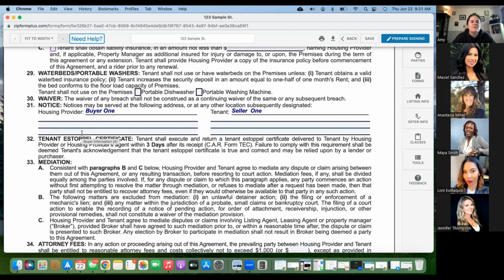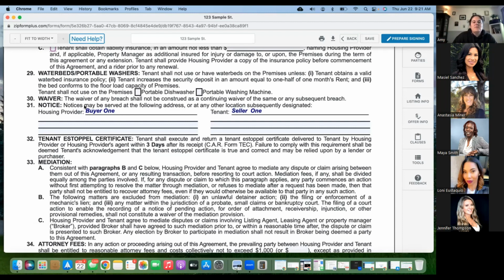Tenant shall not use on the premise portable dishwasher or portable washing machine. So that's not a regular dishwasher and a regular washing machine. That's the one that like hooks up to sinks, because those tend to have more problems, more leaks, more dysfunction. So it's saying that you can't unless you give permission.